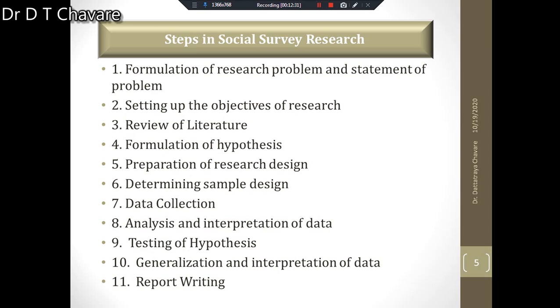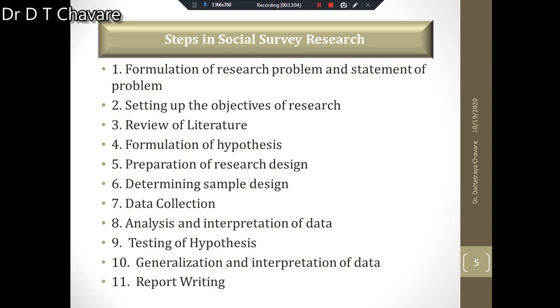Okay, then the next step is preparation of research design. A very simple and important thing is that you have to prepare a research design. What is the exact meaning of research design? My friend, try to understand: research design is nothing but a plan of research work. How you are going to collect the data, what type of sources you are going to use for collection of the data, and which period you are going to collect the data.